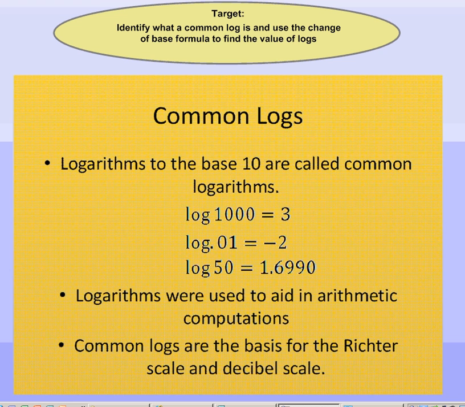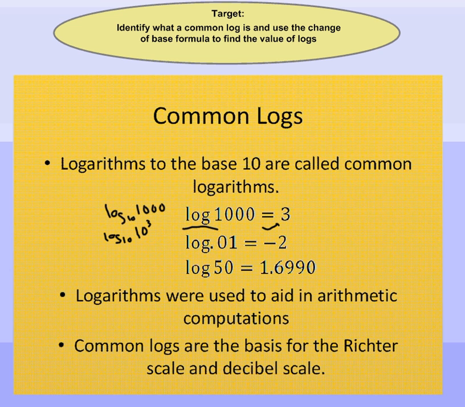A couple of different values. Common log, with no base shown, is base 10 assumed. Common log of 1,000 really means log base 10 of 1,000. What is that? That's log base 10 of 10 to the third. What does that equal? It's equal to 3. You can verify that with your calculator.